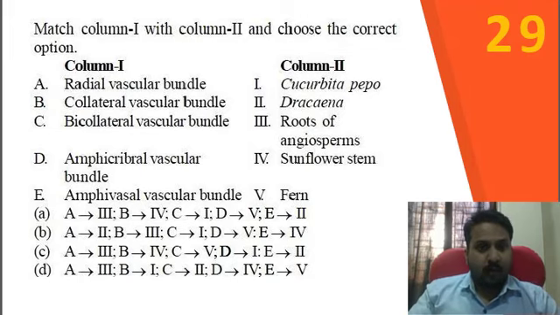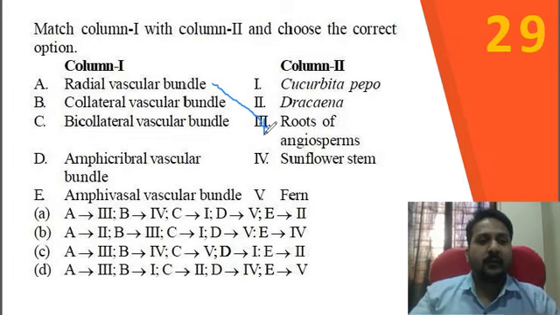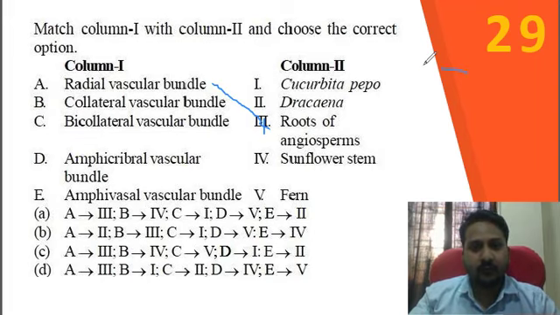Radial vascular bundle. Radial vascular bundle will be found where? Radial vascular bundle, you will see that it is found in the root of angiosperm. Collateral vascular bundle. Collateral bundle means where the phloem will be at the top and then the xylem there at the bottom. Collateral vascular bundle is found in the sunflower. Okay, you can see A with 3 and B with 4. Okay, after that the bicollateral.